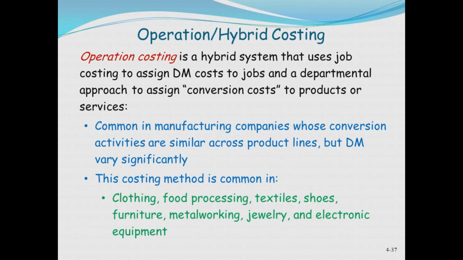So it's common in a lot of industries. It doesn't say here auto, but it would be auto as well. Think about jewelry manufacturing. You might make jewelry out of silver, you might make it out of gold. The actual design could be the same for those two sets of earrings, but the cost of the direct materials is very different.